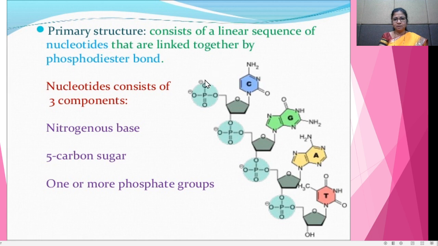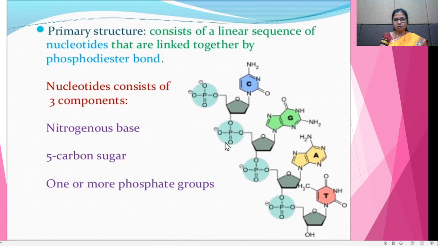This nucleotide contains the base, then this is the sugar, and this is the phosphate group. And they are linked with each other by a phosphodiester group. Ester group means the oxygen. There are two ester groups, two oxygen atoms here. See here, in this way, these two nucleotides, this one unit and this second unit, are linked with each other by a diester bond.